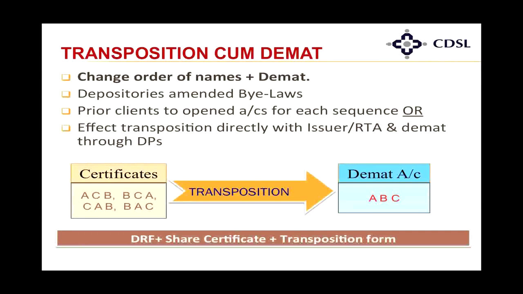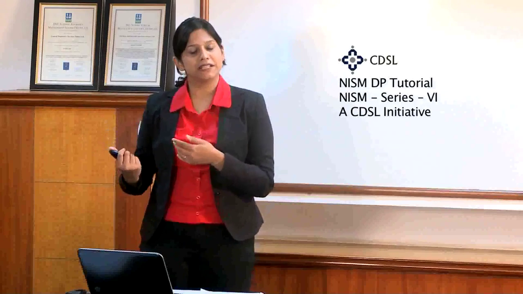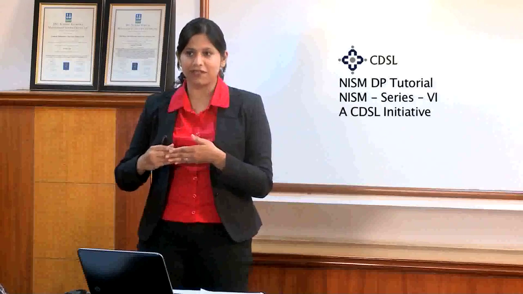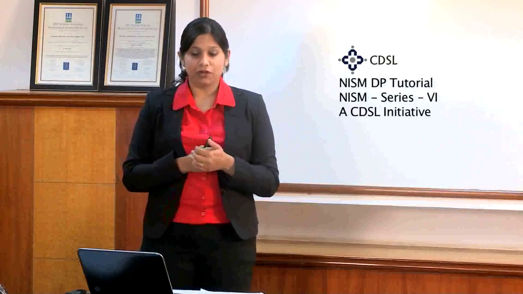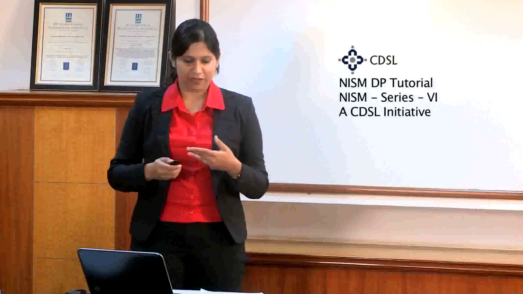For example, now on the certificates, the order is CAB, BCA, CAB, BAC. In demat, if the account is in the name of A, B and C, via transposition, you can shift all these 4 certificates directly into the account of A, B and C, where A is the first holder, B is the second holder and C is the third holder. So, if you want to do that, you will need the DRF, share certificate and transposition form.